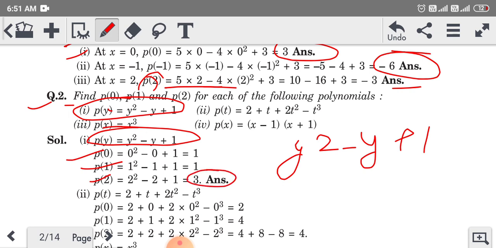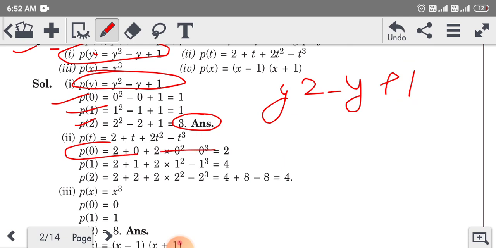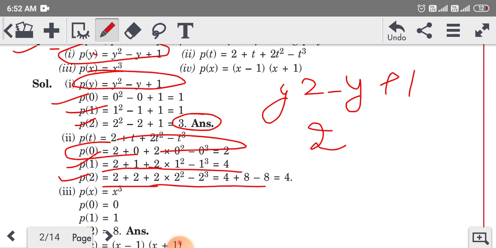Next, second: p(t) is equal to 2 plus t plus 2t square minus t cube. So replacing t with 0, we get 2 plus 0 plus 2 into 0 square minus 0 cube is equal to 2. Second, p(1): replacing t with 1 we get 2 plus 1 plus 2 into 1 square minus 1 cube, that's equal to 4. p(2) is equal to 2 plus 2 plus 2 into 2 square minus 2 cube, that is equal to 4 plus 8 minus 8 is equal to 4.